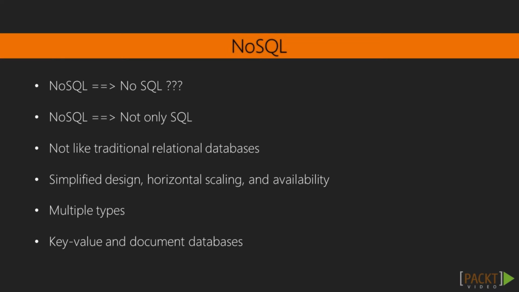NoSQL databases are split into multiple types. In your most day-to-day development, you will use key value and document databases. Often enough, you will use both of them at the same time, as they provide solutions for different problems.